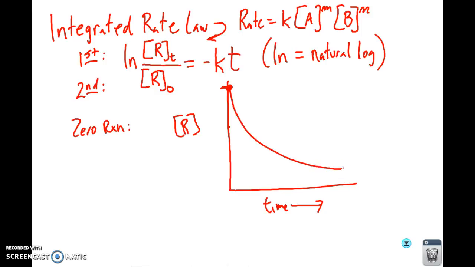And if you guys remember anything, those of you that have been in calculus or pre-calculus, when we look at this curve, it's a logarithmic curve. And that's what this natural log is saying. So when we start the reaction, we have a certain amount of concentration of R. But as time goes by, that reactant is going to go away. It's going to be turning into products.